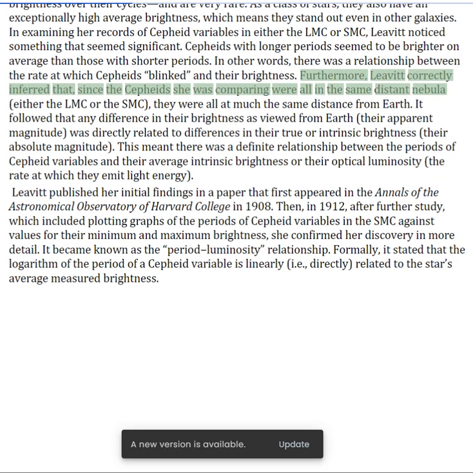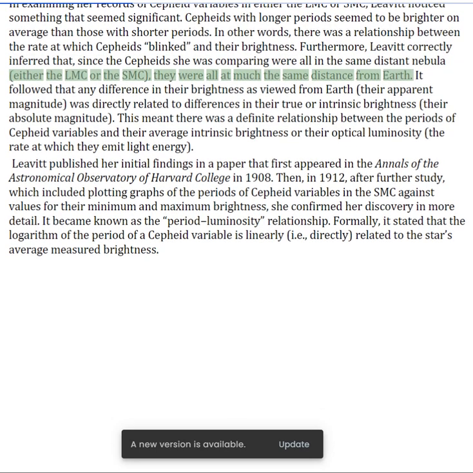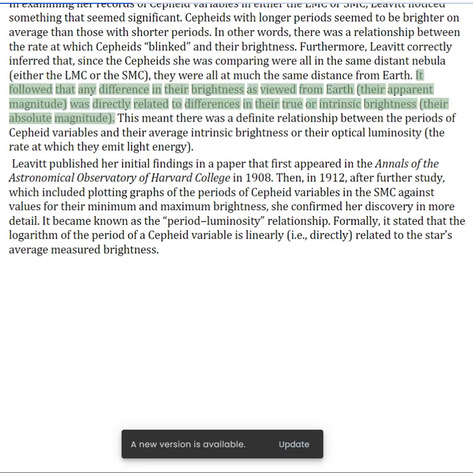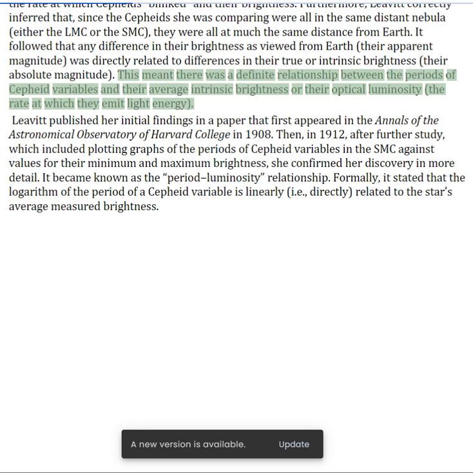Furthermore, Leavitt correctly inferred that, since the Cepheids she was comparing were all in the same distant nebula, they were all at much the same distance from Earth. It followed that any difference in their brightness as viewed from Earth was directly related to differences in their true or intrinsic brightness. This meant there was a definite relationship between the periods of Cepheid variables and their average intrinsic brightness or their optical luminosity.